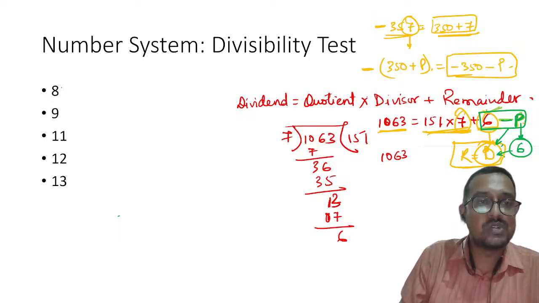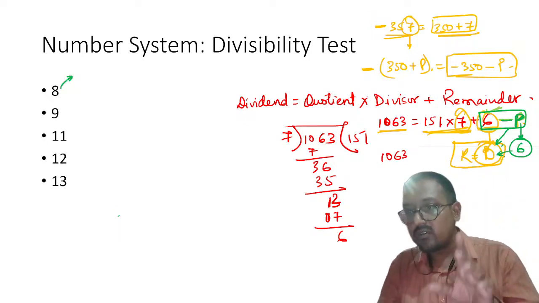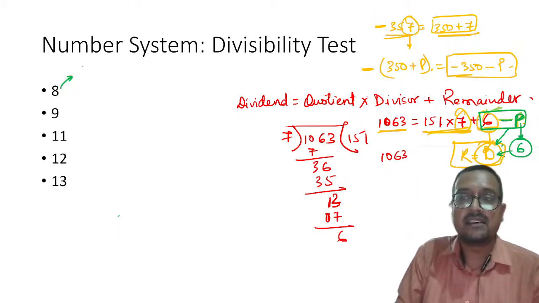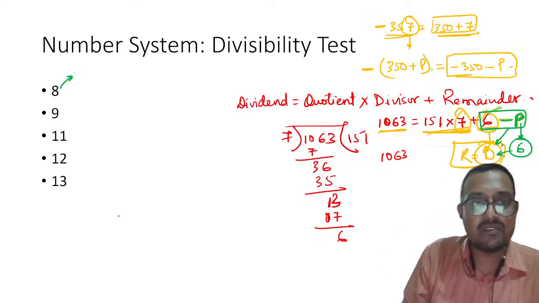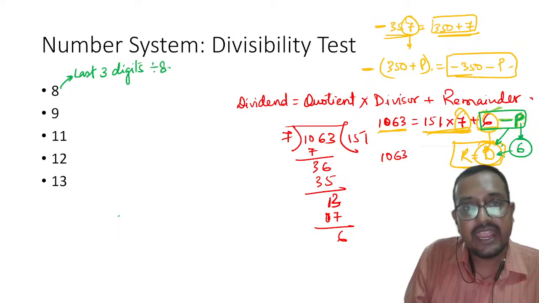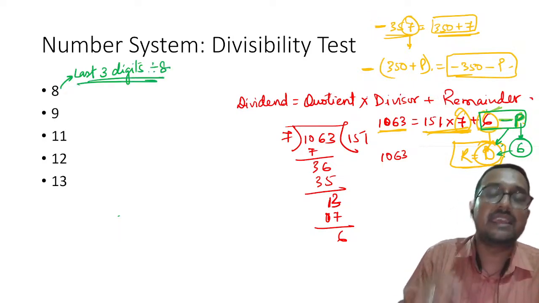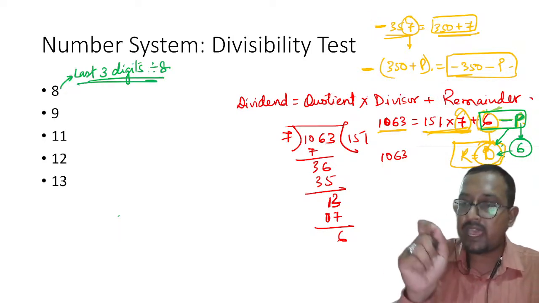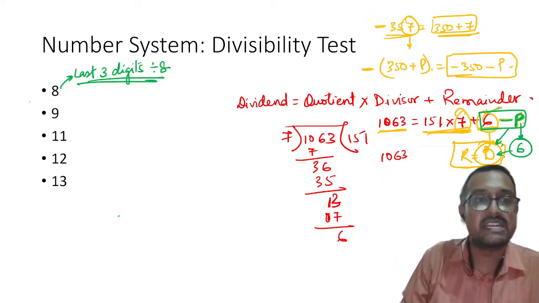Now, my dear students, just like 4, in 4, what was the divisibility test? Last 2 digits. Here, what we have to check? We have to check last 3 digits should be divisible by 8. If they are divisible by 8, in that case, the number will be divisible by 8. Please remember this divisibility test.